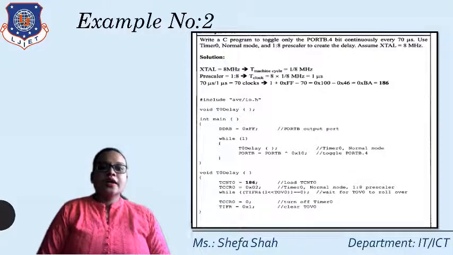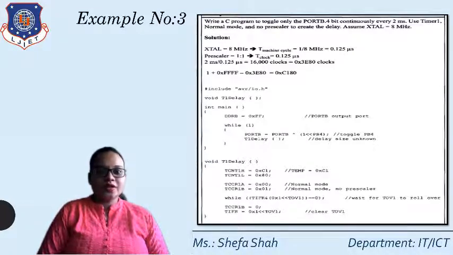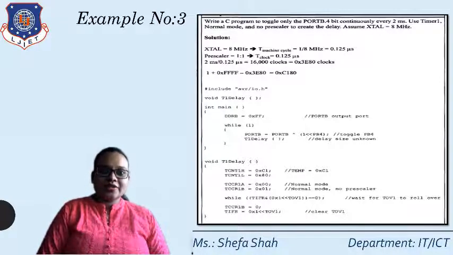Now next, third example, that has been given as again port B4 continuously every 2 milliseconds. Here we need to use timer 1, normal mode and no prescaler option. So first of all, timer 1 is a 16-bit, right? So here again the calculation is given as XTAL is equal to 8 megahertz, no prescaler option is given, right? So T is equal to 1 divided by 8, that is 0.125 microseconds.